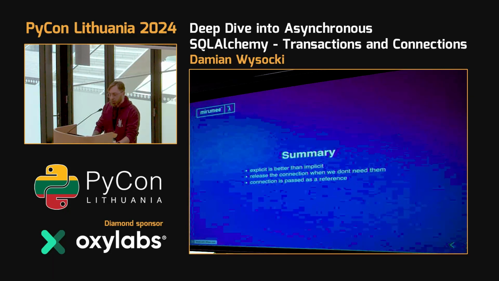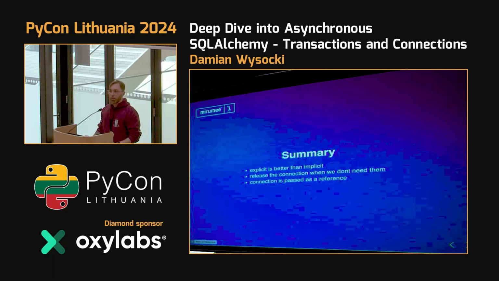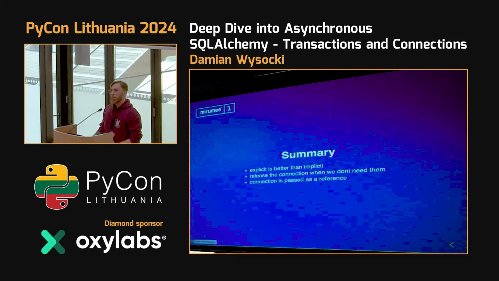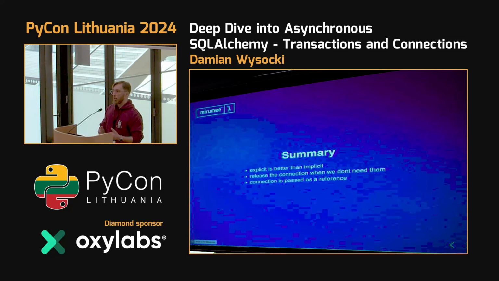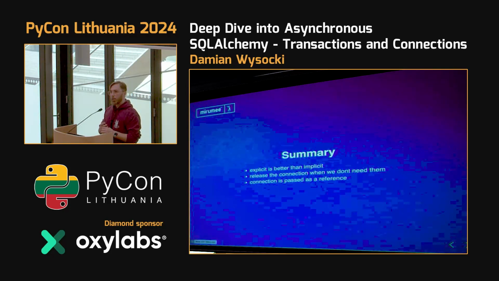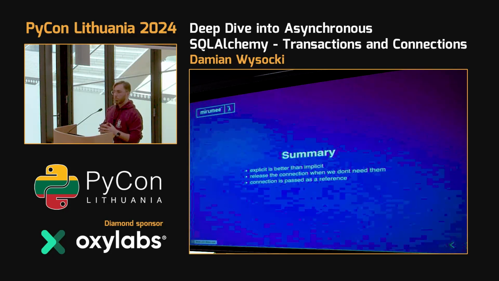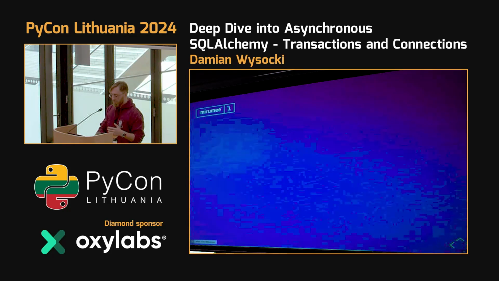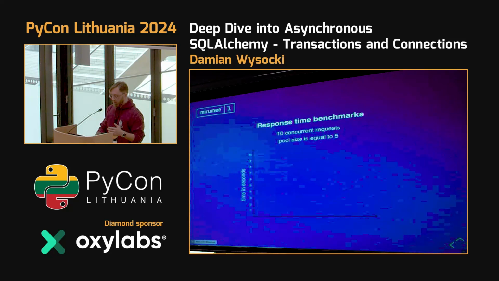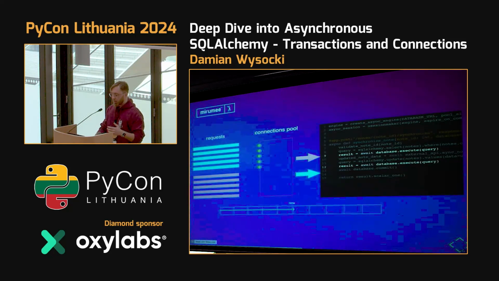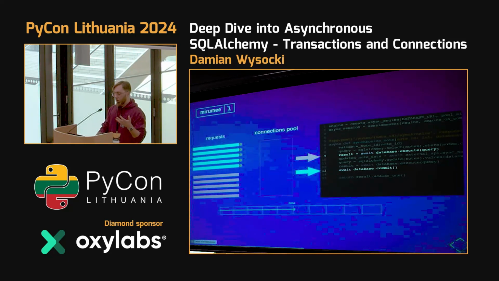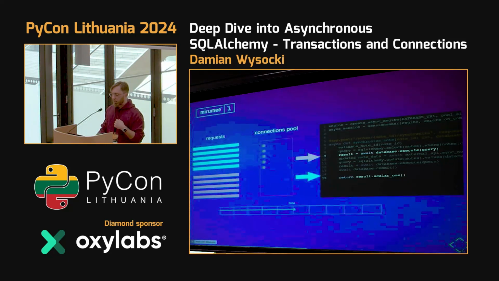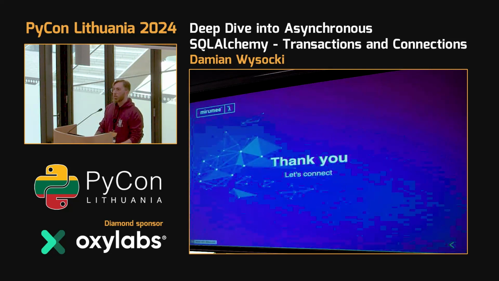So, for the summary, for those who are familiar with the Zen of Python, explicit is better than implicit. We should release the connection as soon as possible. And one thing also to notice is that connections are passed as references. What does this mean? Maybe from this example, we are not creating the connection to the database every time, right? We are only passing it as a reference, okay? And that's all. Thank you.